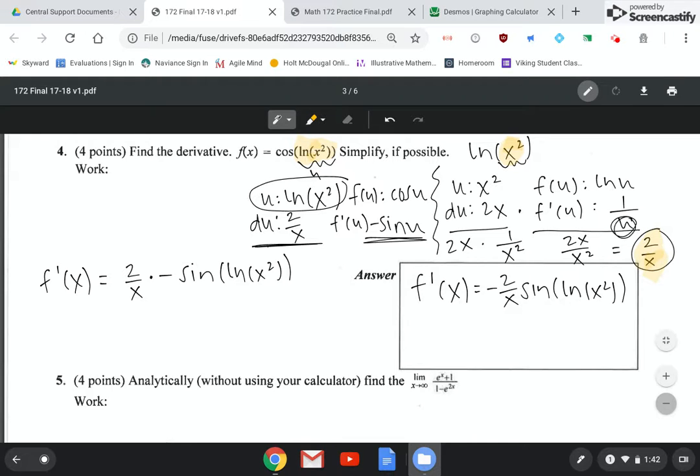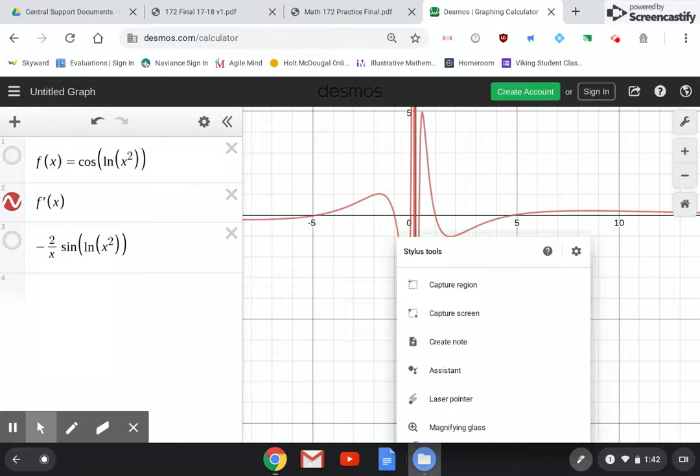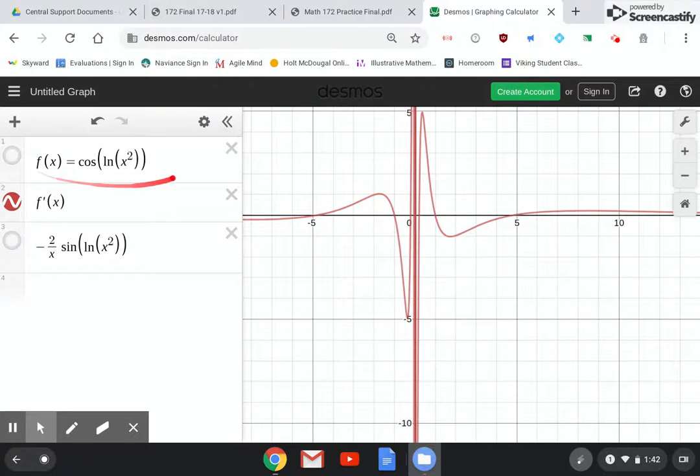We love checking our work. Checking our work is the greatest thing ever. So we've got Desmos here. And in Desmos, I have the original equation right here. And then the derivative of it, and that is this red that you see, that equation there, the equation that we just found. And what we see is that it lines directly up with the derivative. So we know we found it correctly.